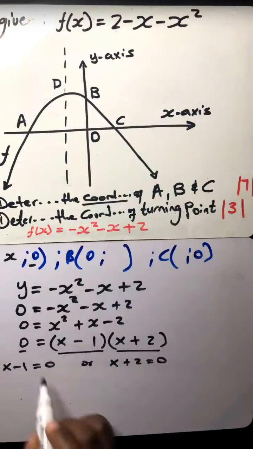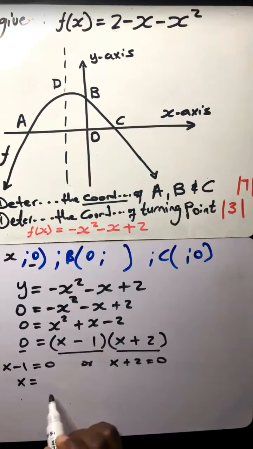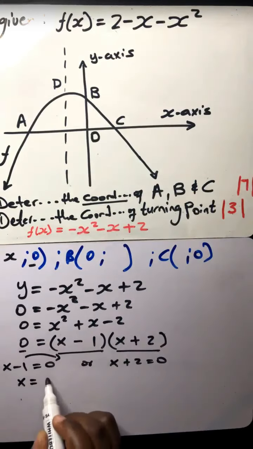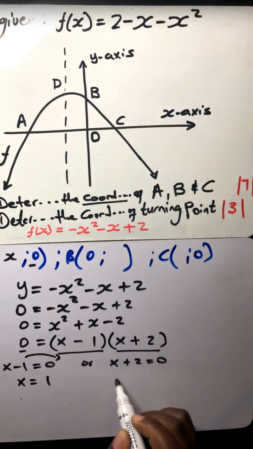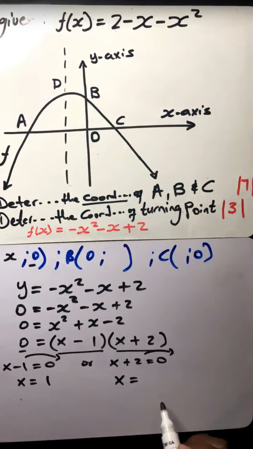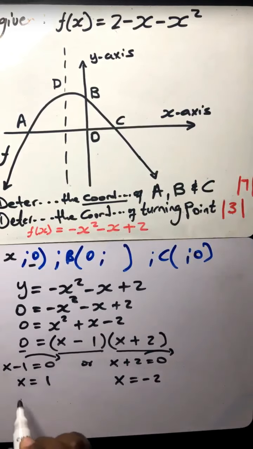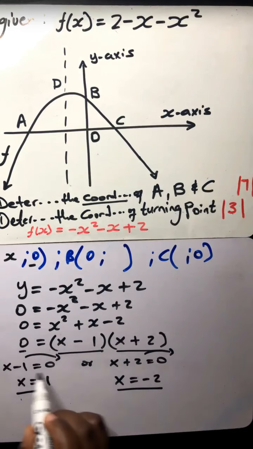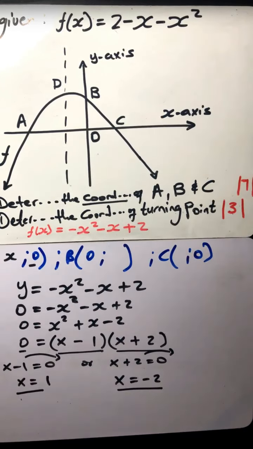Then you solve for x, which means x equals, you transpose, it changes sign, it becomes positive 1. Then you do the same there. You've got your x, which equals, you transpose, then it's equal to negative 2. So can you see, guys, we've got two values of x. Is there someone who wants to guess what it means when we have two values of x?